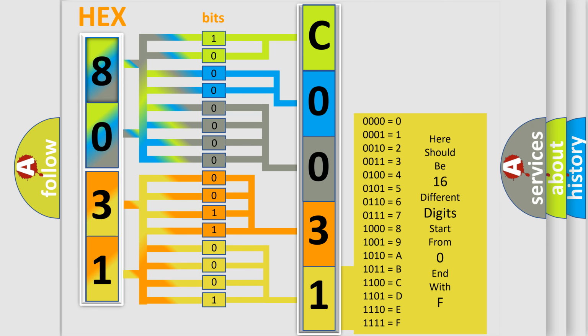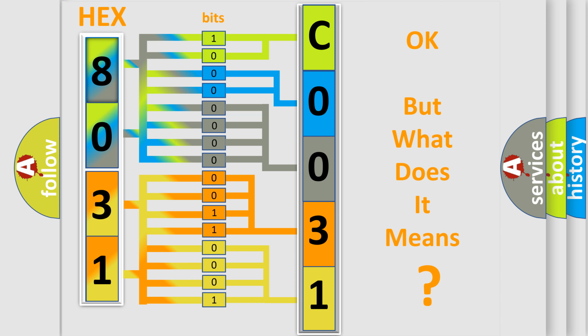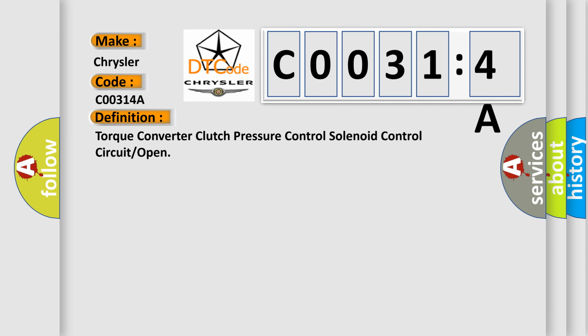We now know in what way the diagnostic tool translates the received information into a more comprehensible format. The number itself does not make sense to us if we cannot assign information to what it actually expresses. So, what does the Diagnostic Trouble Code C0031-4A interpret specifically for Chrysler car manufacturers? The basic definition is torque converter clutch pressure control solenoid control circuit or open.